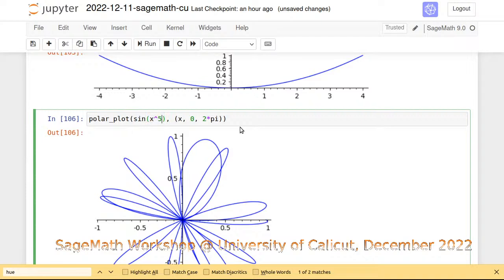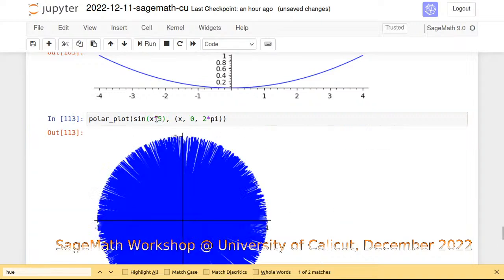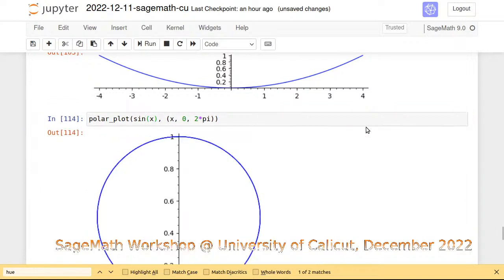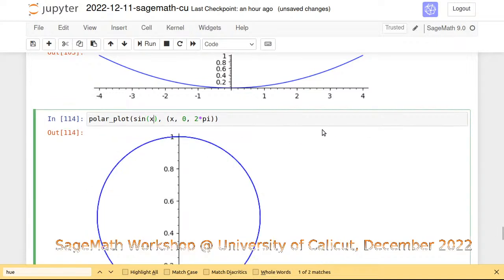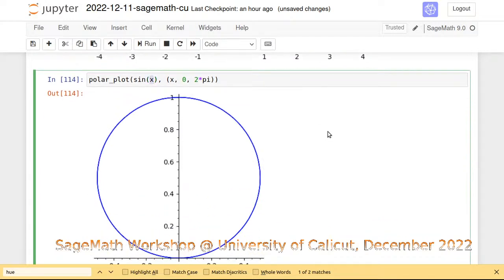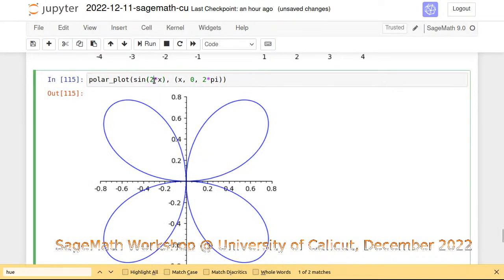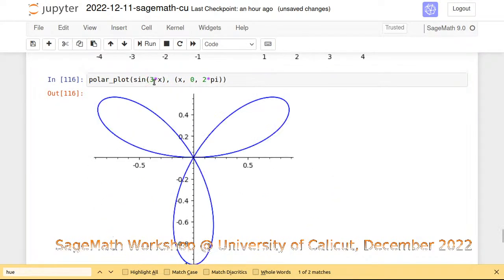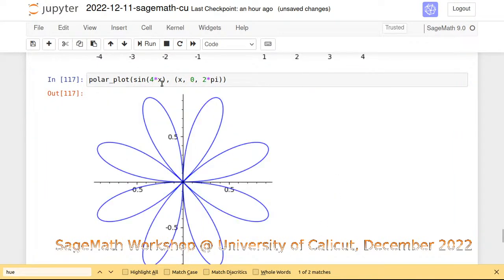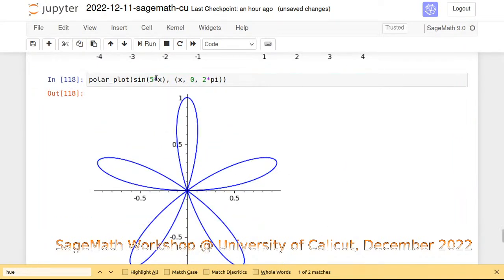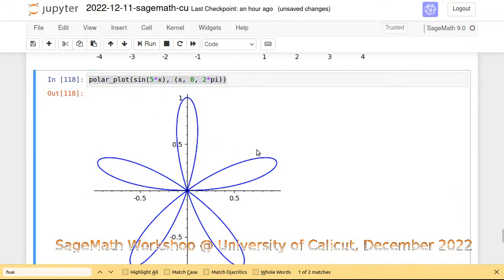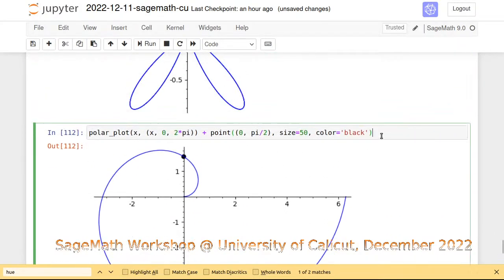If you take x to the power 5, you will get a much more colorful thing. Just sin x, you get something like this. Sin 2x, you get this. 3x, 3 parallels. 4, 5. This is what polar plotting is. So r theta is constructed, that's it.